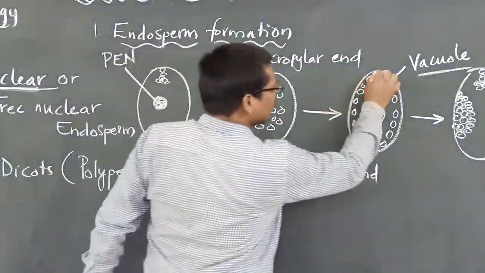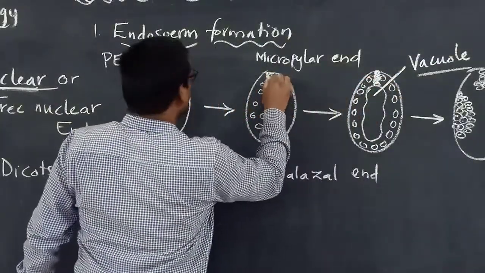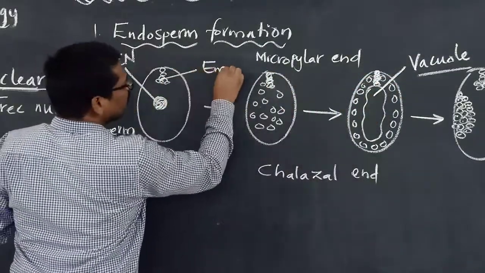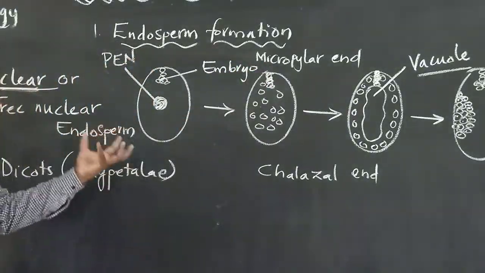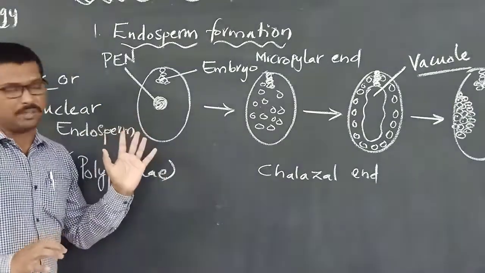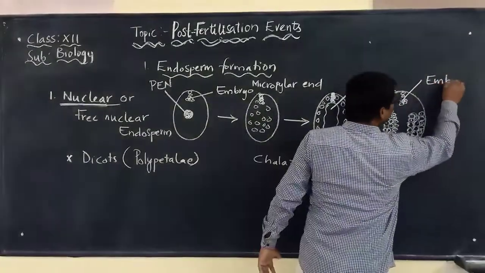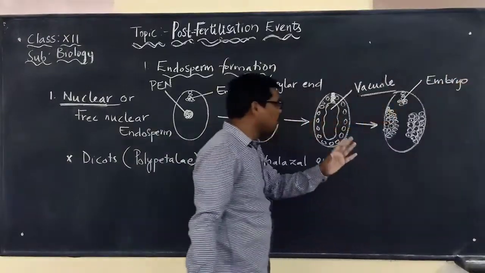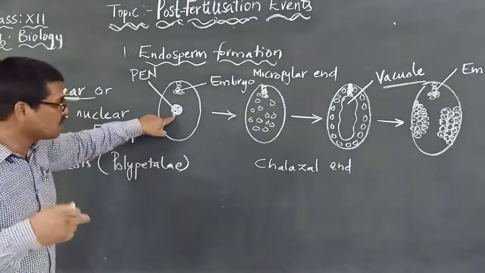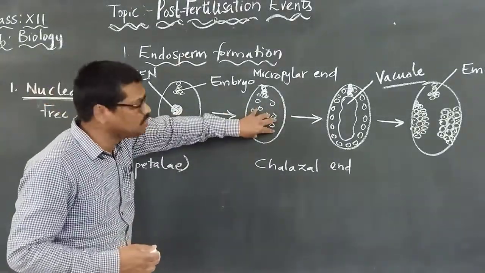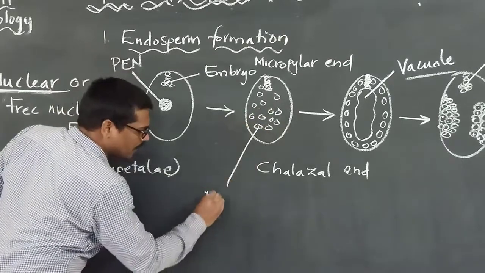But of course, what is present here, the main one? It is nothing but the embryo that will be developing now, absorbing the nourishment from this endosperm. So here we are just identifying and showing the embryo. Now, what we said: the primary endosperm nucleus undergoes repeated division and forms many nuclei, multinucleated. So this is now showing as what?